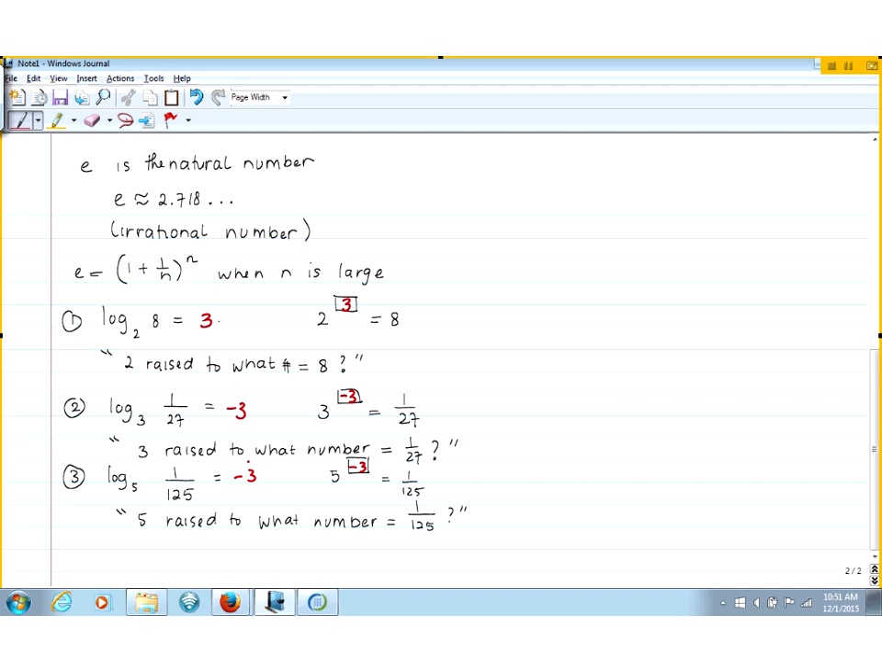What is log base 3 of 81? Log base 3 of 81. So what question am I asking? 3 raised to what number will give me 81? And the answer is 4. Make sense? Okay. So on your homework, 12.2 and 12.3 are together.